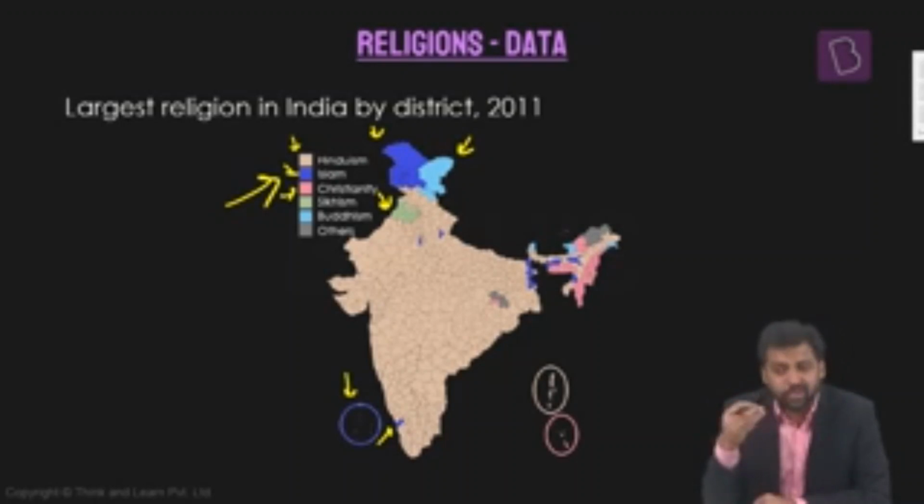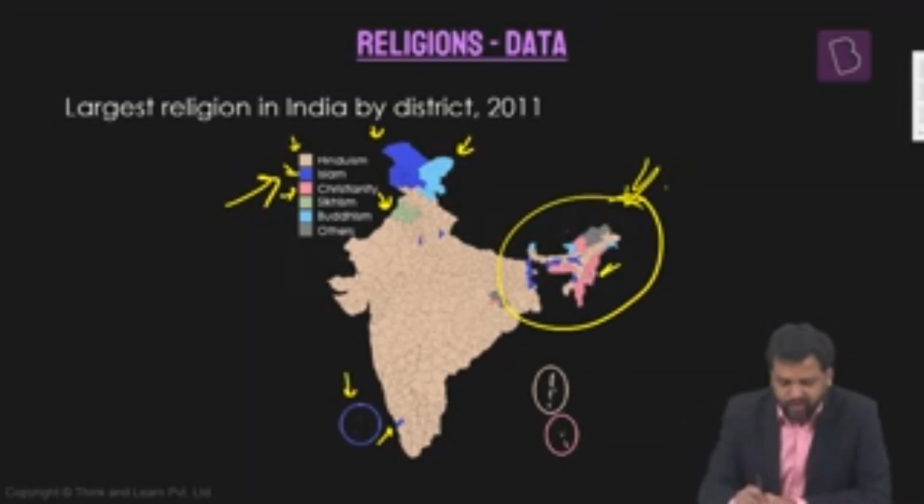Some of you might have thought that in Goa, the majority community is Christian, but that's also not true. It's Hindus here as well. Again, in the northeastern part of India, you will find some variations. Some places you will find more Christians.